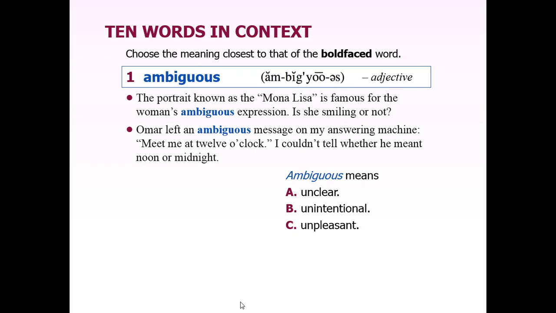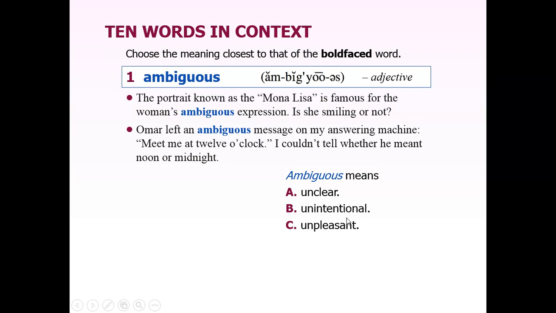So for Chapter 3, Word 1 here, ambiguous. It says here, the portrait known as the Mona Lisa is famous for the woman's ambiguous expression. Is she smiling or not? So ambiguous. We can use context clues again. Does ambiguous mean unclear, unintentional, or unpleasant?